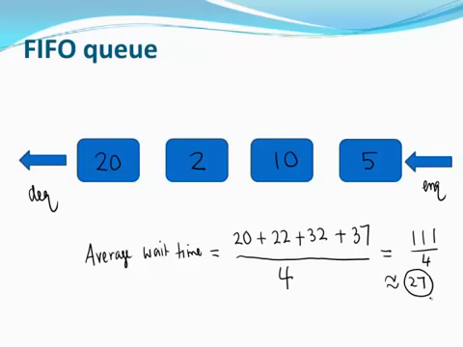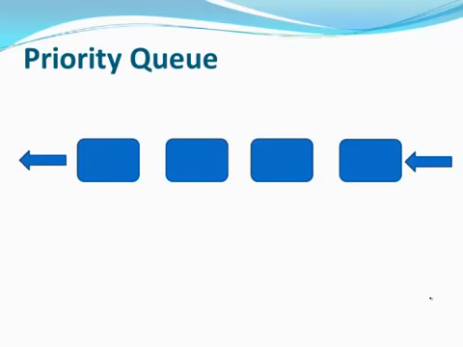Now let's think about the problem in a different way. Let's assume that we always serve the smallest client first. The only thing I'm asking in this case is that the minimum client be at the front all the time.